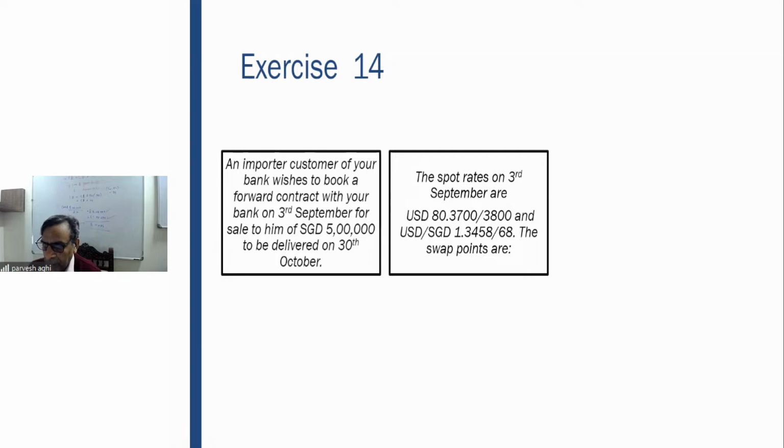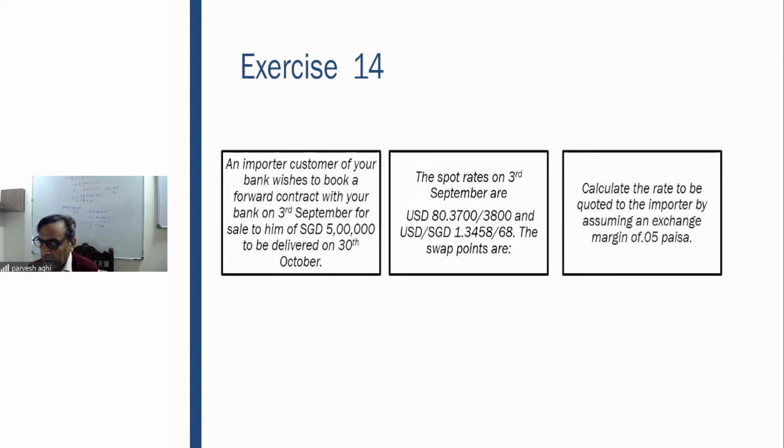Okay, fine. And the second quote is given as USD SGD, that means the Singapore dollar quote, which is 1.3458/68. Now, both the quotes are actually given in European terms. Okay, fine. And the swap points are also given. Calculate the rate to be quoted to the importer by assuming an exchange margin of 5%.